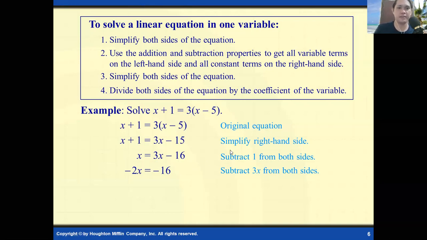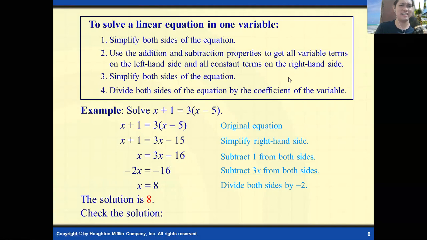Then the next step is we divide both sides by negative 2. By dividing both sides by negative 2, we cancel this one, so what will be left on the left side is x. Negative 16 divided by negative 2 gives you 8. So our answer is x is equal to 8. I hope you can follow. Very easy, right?